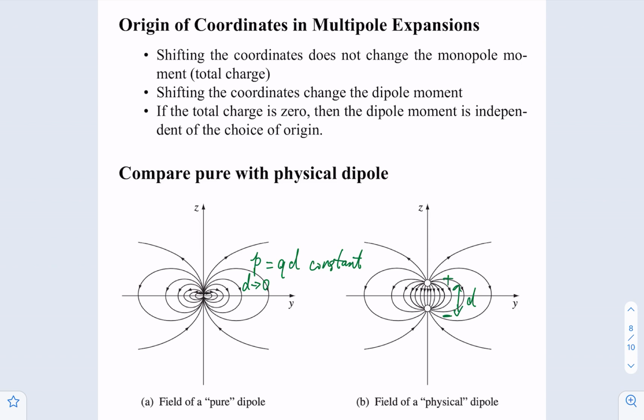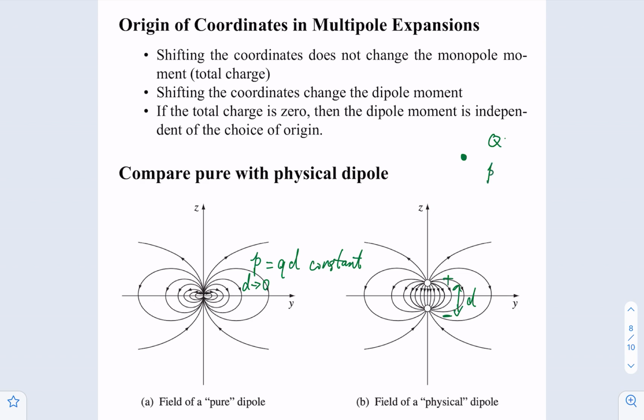Now what I want to mention here is that in the multipole expansion, the origin of the coordinate may play some role. So here, for example, if I consider this monopole term, say there is a charge distribution, the monopole moment is Q, simply the total charge, which does not depend on the origin of the coordinate.